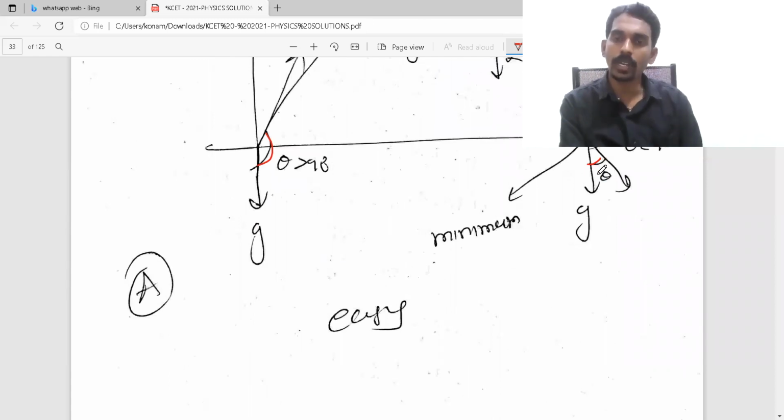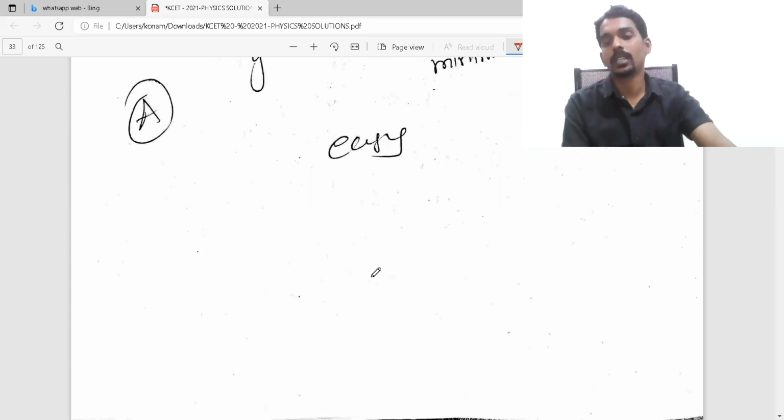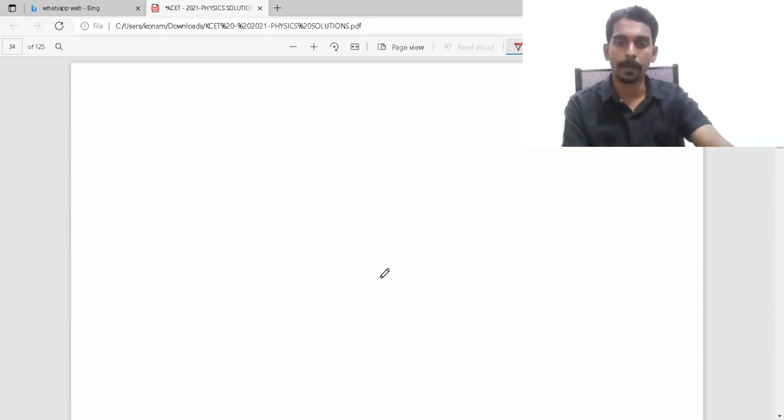But they are asking two conditions. It should be minimum as well as acute. So it is possible only at the point of landing, that is the final point. That's why it is only one point. But that is purely conceptual. You have already studied it while understanding projectile motion.